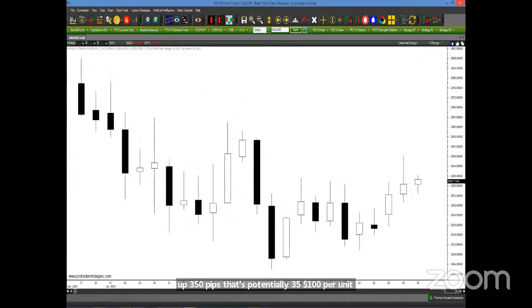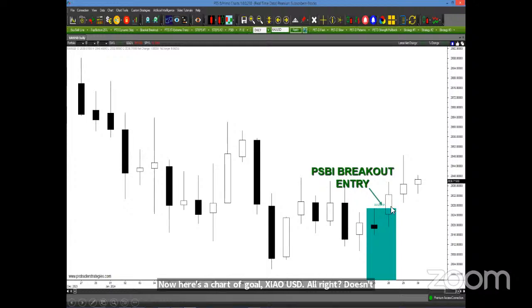Now, here's a chart of gold, XAU USD, all right? Doesn't look like much has been happening, but just to show you what's actually occurred in the last 3 days, a breakout entry was generated on the 28th, just 3 days ago, okay? So this is a very recent chart.